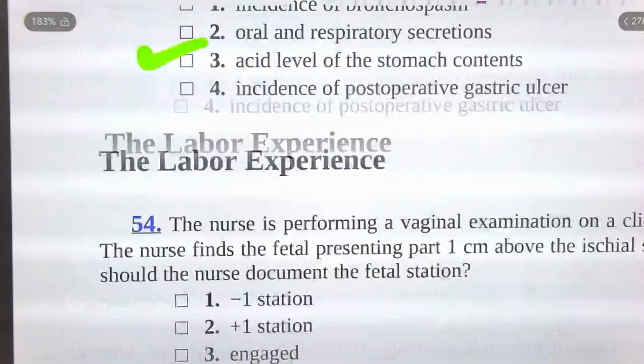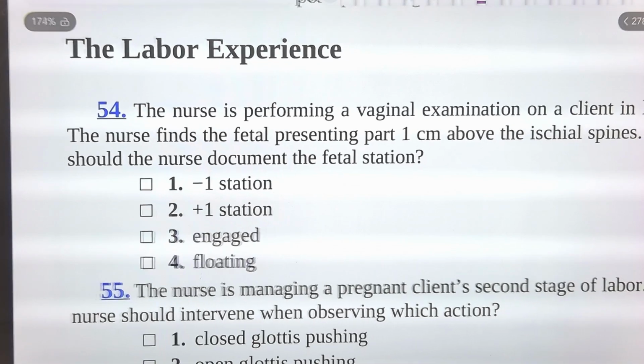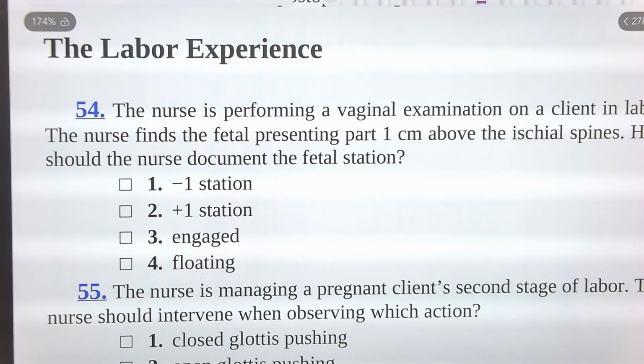stomach contents. Now we are going to solve the questions of the labor experience, that is 54. The nurse is performing a vaginal examination on a client in labor. The nurse finds that the fetal presenting part is 1 centimeter above the ischial spines. How would the nurse document this finding? So you have four options. What can be the right answer? So answer number 1 will be the correct one.